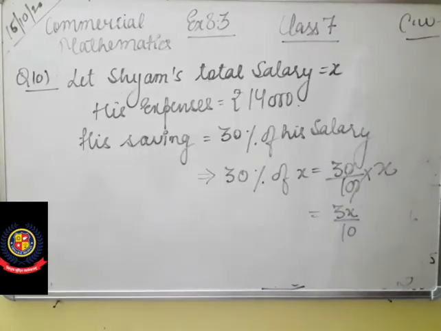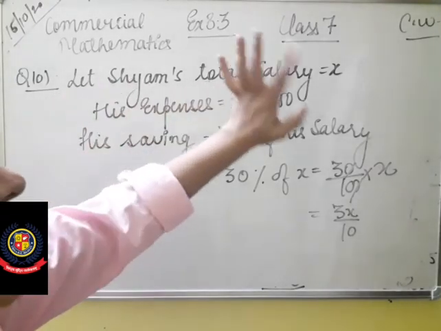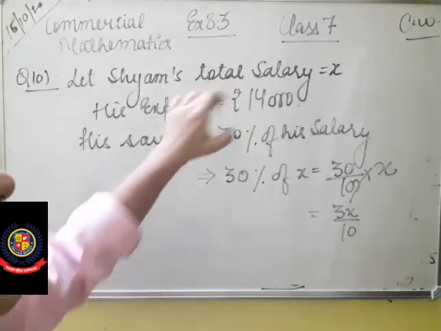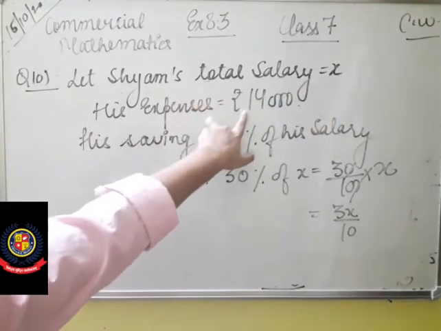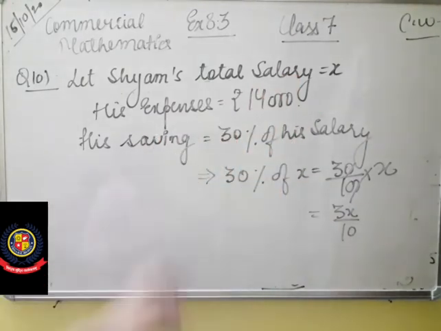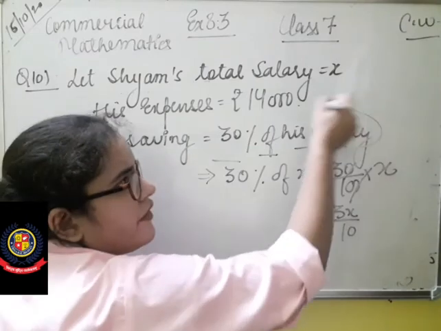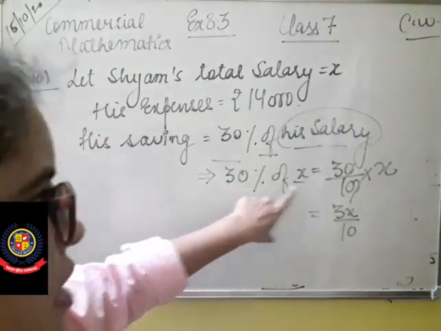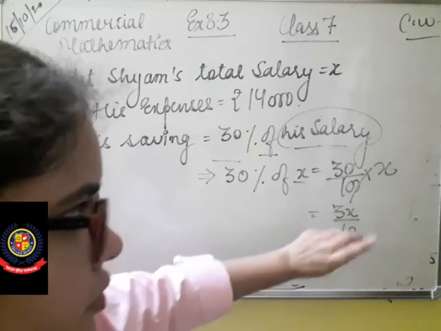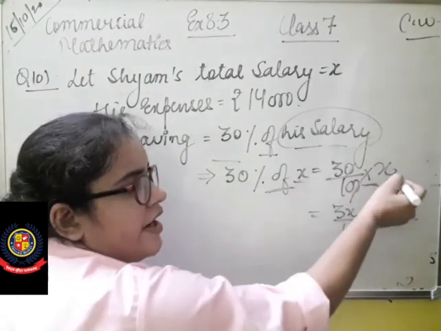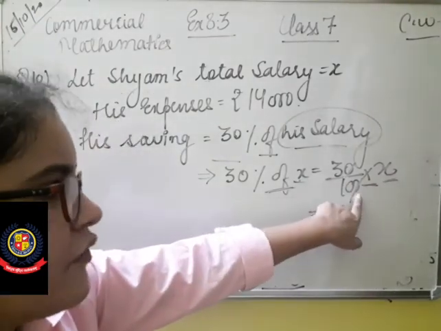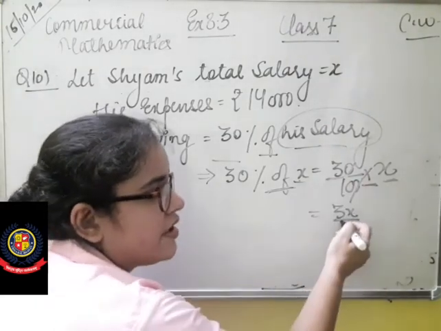So now students, if you look at the question number 10, let Sham's total salary be x. We don't know about how much salary he is getting, so we let it as x. His expenses is given in the question, that is 14,000, and his saving is 30% of his salary. और वो save कितना करता है अपनी salary का 30%. So 30% of x, because we have let the salary as x. So in place of percent, we will remove the percent and write 100 upon. Is that clear? So after that off, we will replace off with the multiplication sign and we will write x as it is. So 10 and 10 will get cancelled out. 3 into x, 3x, and 10 is left.